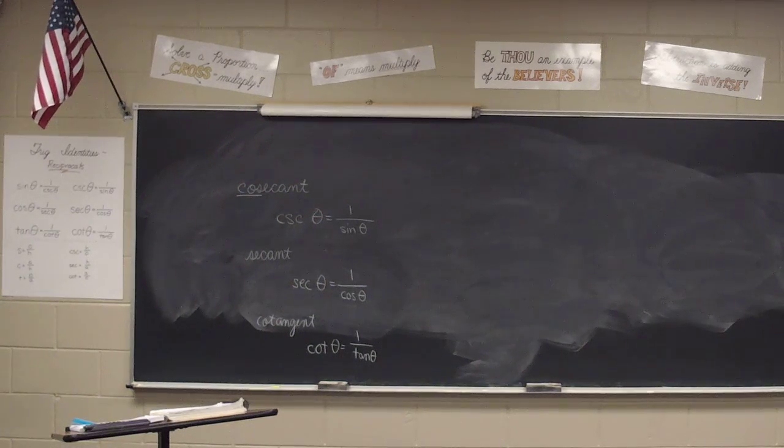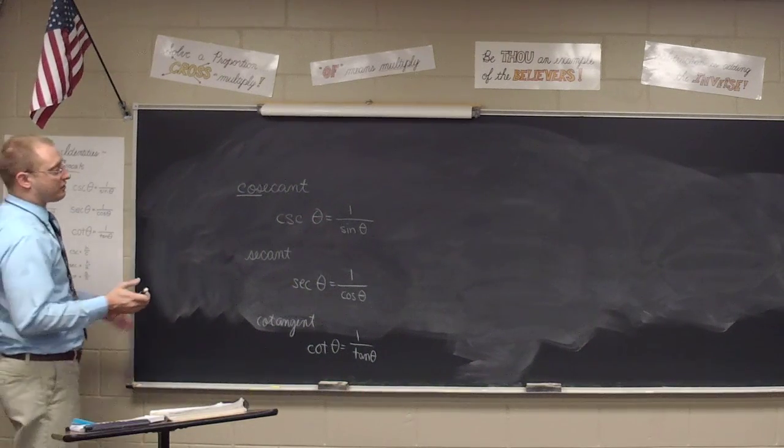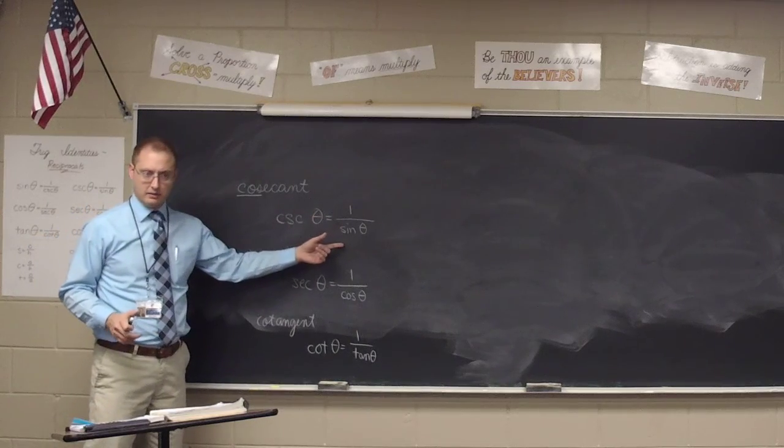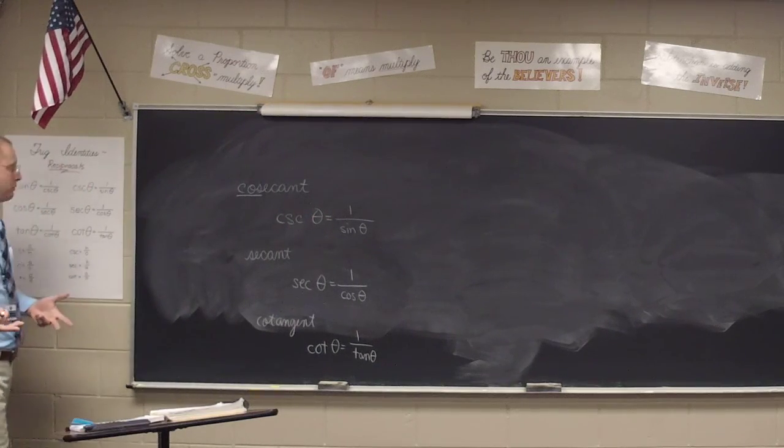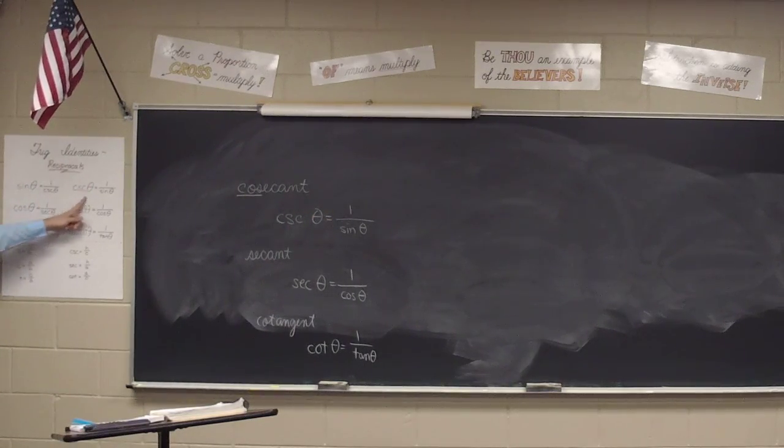Now obviously if that's true, if cosecant is defined as the reciprocal of sine, then sine must be the reciprocal of cosecant. They are reciprocals of each other. Cosine and secant are reciprocals of each other. Tangent and cotangent are reciprocals of each other. That make sense? Well, that's how we define these different ratios.